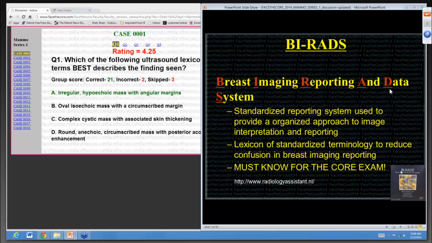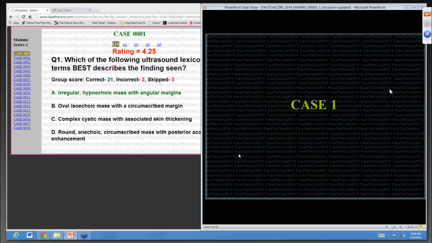If you don't have the BI-RADS Atlas at your institution, you could go to this website, which would provide a nice summary of the BI-RADS for all the modalities: mammography, ultrasound, and MRI. And so we're going to go with the first case, case number one.